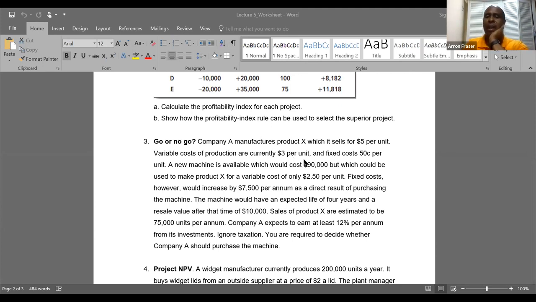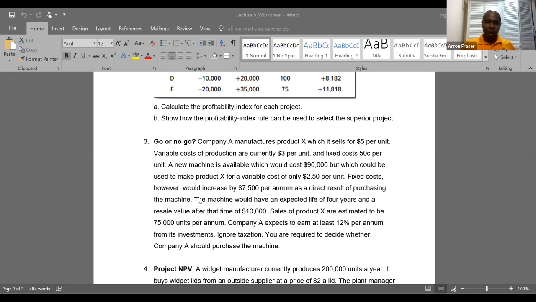So you see the difference. Currently we're doing it at $3. If we invest in a new machine, we get $2.50. So we're having a savings on variable costs. When we start to do the calculations, that 50 cents difference should be taken into account, because we're saving 50 cents if we decide to invest in this new machine.